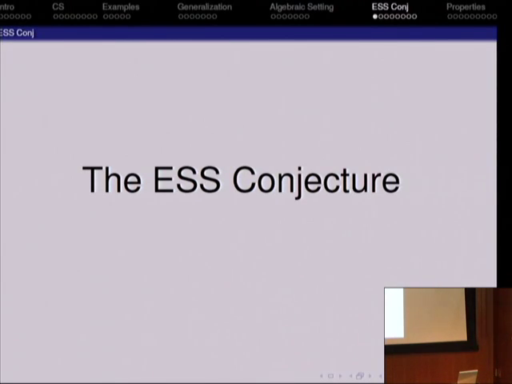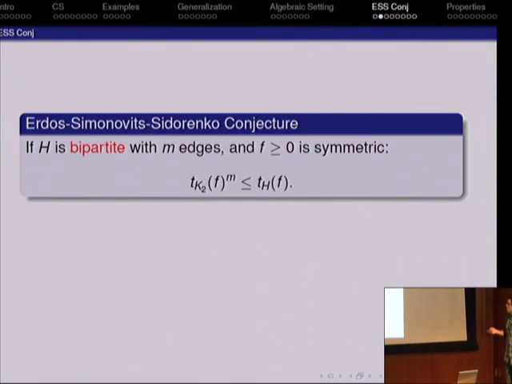All right, so let me mention the application to the Erdos-Simonovits-Sidorenko conjecture. We can write the conjecture in the following way. Let H be any bipartite graph with m edges. Then it says that if you look at the edge density of F raised to the power m, it's a lower bound for the density of H. So it's a formula comparing two averages. It's something really analytic, but it also has, of course, an extremal combinatorial flavor, because it's comparing edge density with the density of the graph.